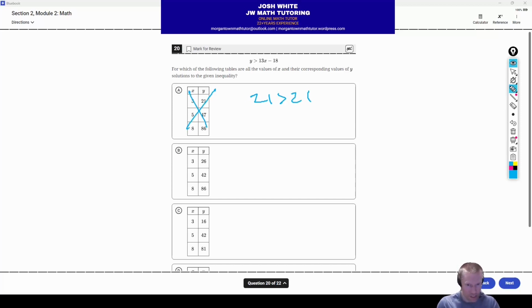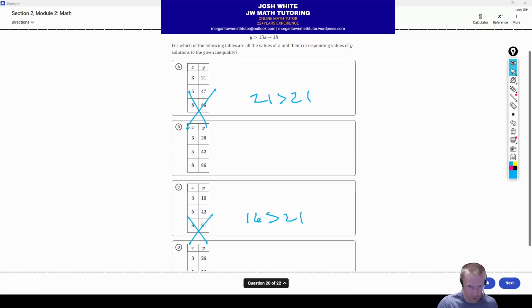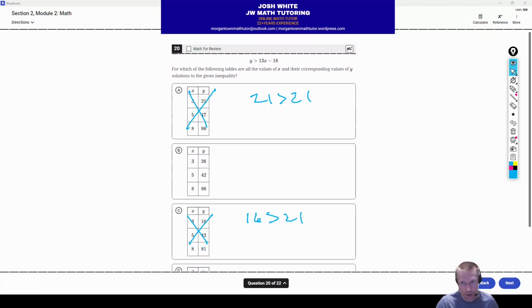And same thing with C. If you plug it in, you're going to get 16 is greater than 21, which is false. So you could eliminate that one. And then you're down to B and D. And so you'd have to check some points, like 542 versus 552. One's going to work, one isn't going to work. And you could reason your way through it that way.